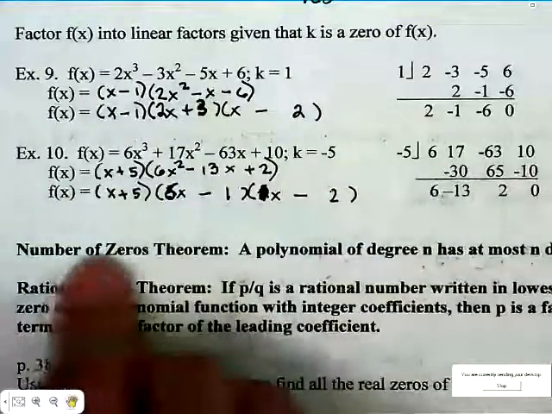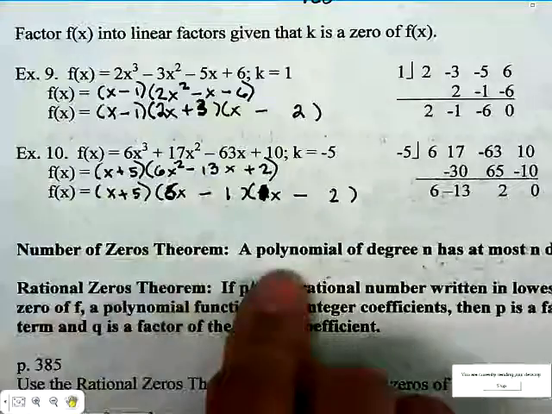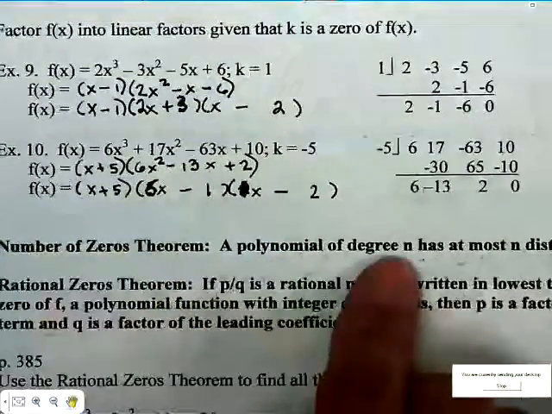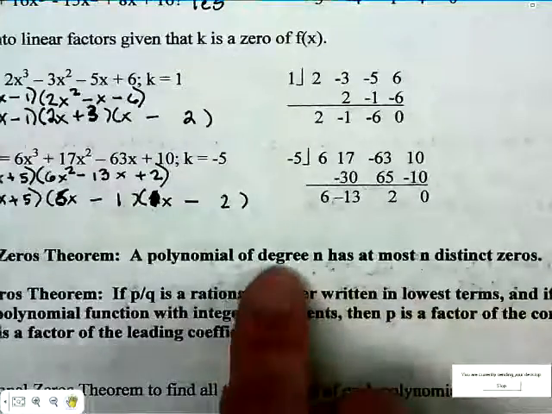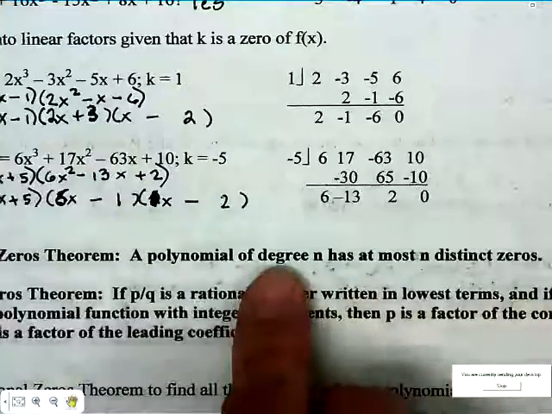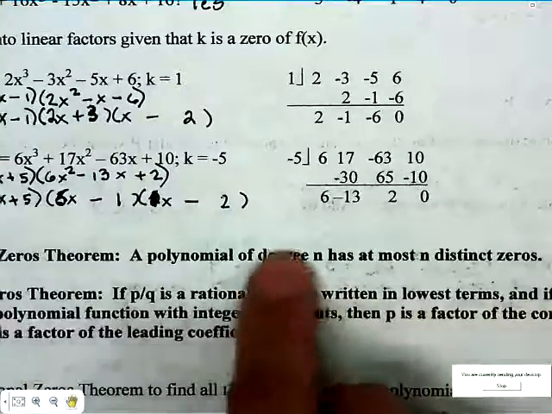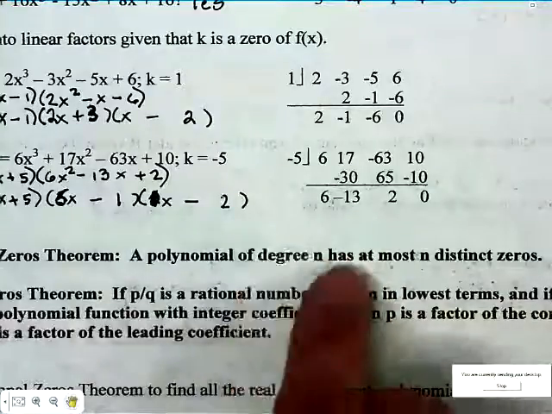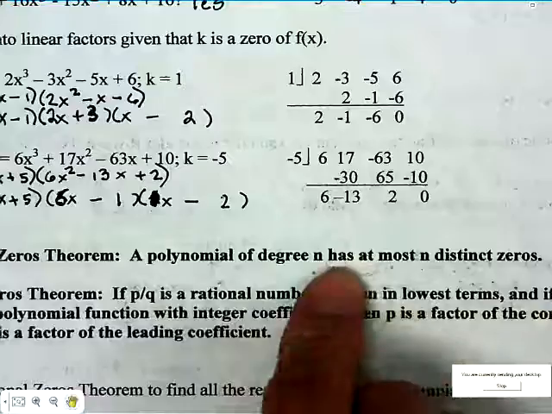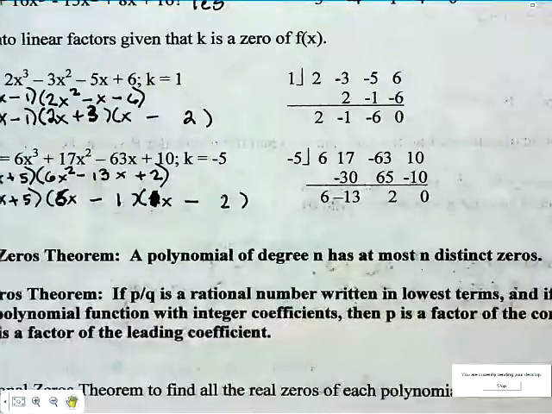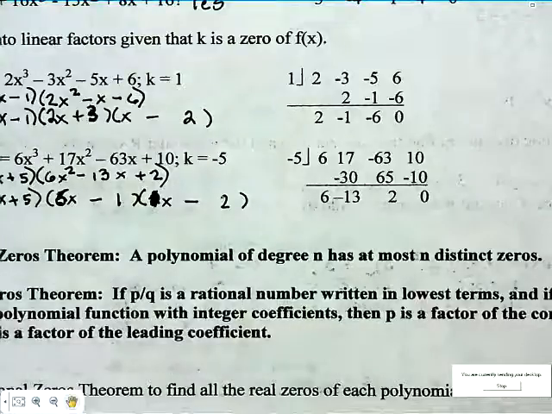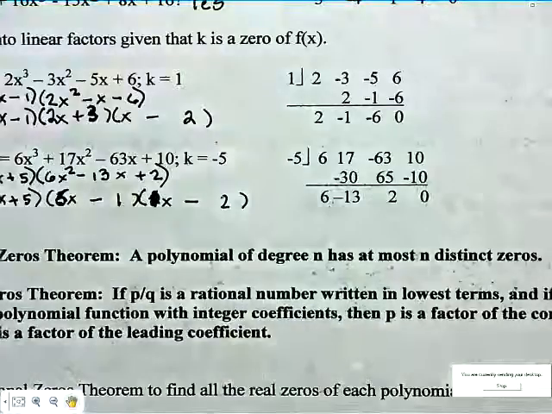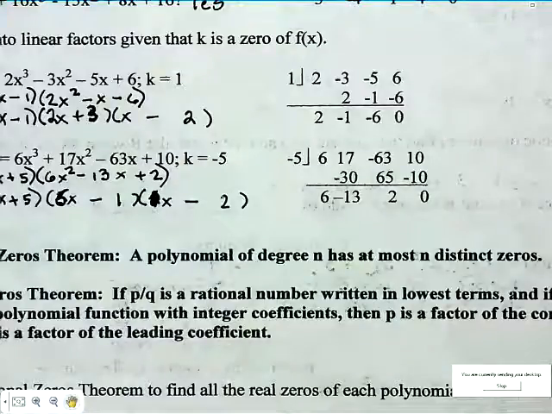But before that, the number of zeros theorem says a polynomial of degree n has at most n distinct zeros. All that means is a third degree polynomial will not have 4 solutions. A fifth degree polynomial will not have 6 solutions. It has at most as many as the degree. Now it's possible that you would have a fourth degree function that only had 2 zeros, but they would each be of multiplicity 2. That's repeated zeros. There would only be 2 x-intercepts.